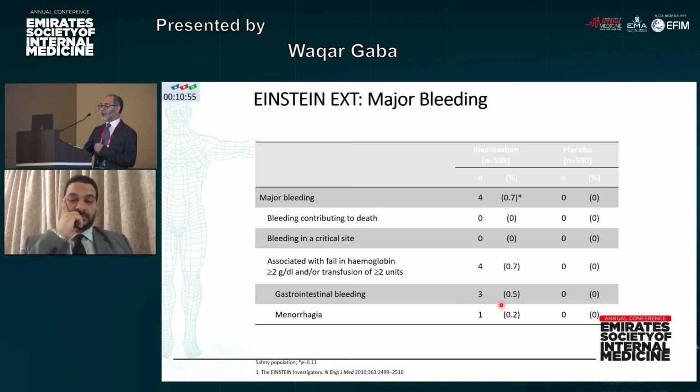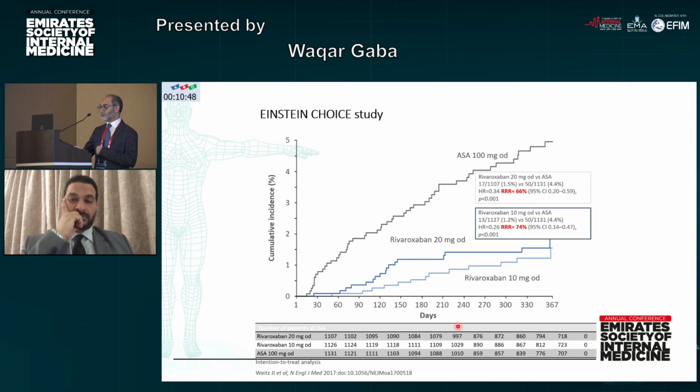So some who have GI bleeding or who have menorrhagia, that was the major bleeding events that happened in the Einstein study, in the Einstein extension study. So rivaroxaban then looked into that: why don't we extend the treatment beyond 6 months and see whether we can have the same dose of 20 milligram compared with aspirin, or 10 milligram compared with aspirin again.